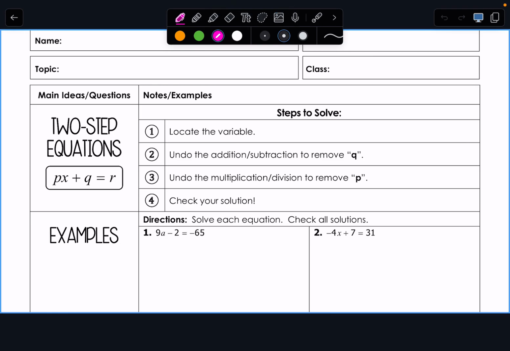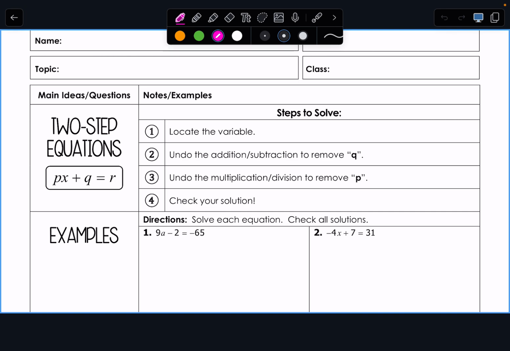That showed me how well you're doing with one-step equations. Today and tomorrow, we are going to work on two-step equations. So you'll notice that we have an extra number over here. There's going to be two numbers that we need to move to the other side.